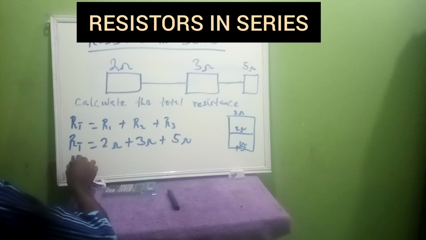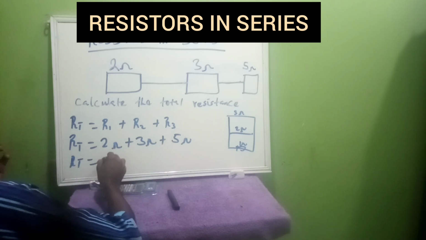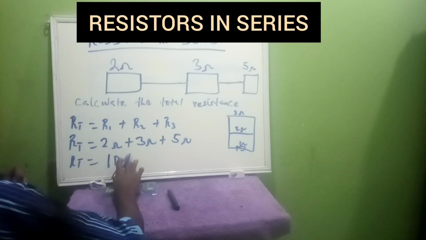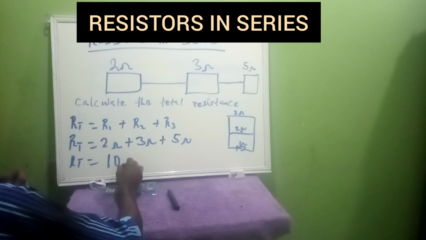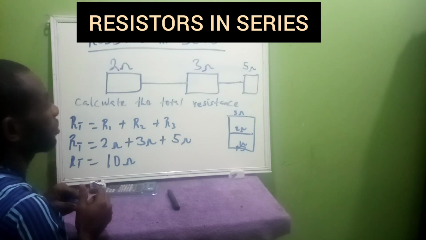So our RT now is equals to what? 2 ohms plus 3 ohms plus 5 ohms, and that will give us what? 10 ohms. This calculation is for what? Resistors in series. In our next class, we are going to look at how to calculate resistors in parallel.